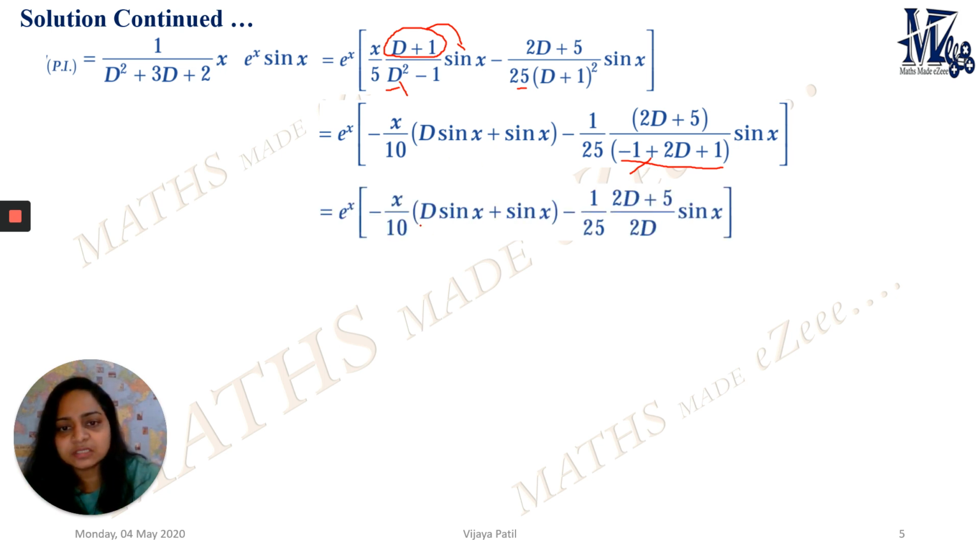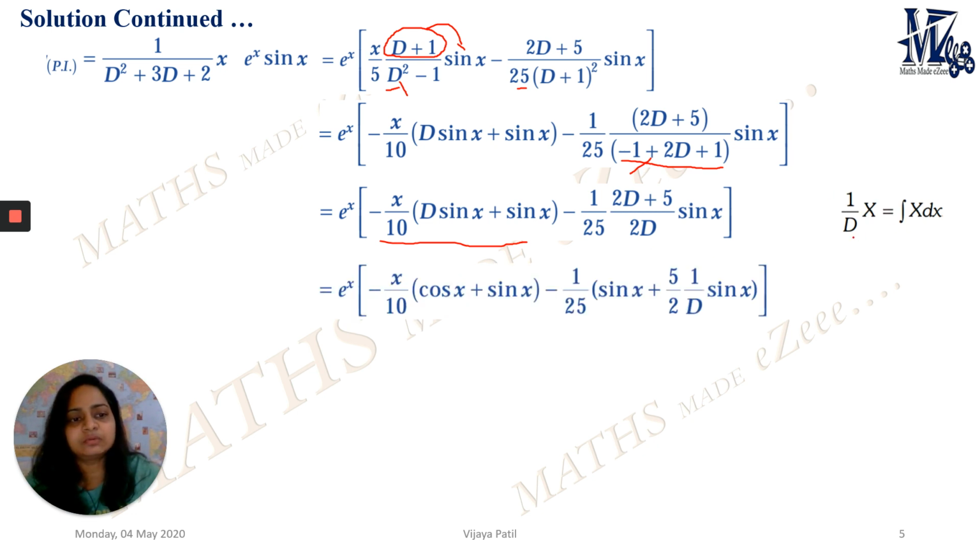So what will happen here? For a while I have kept this as it is. Let us work on this. So it's minus 1 plus 1, which is nothing but 2d. So it's 1 by 25, 2d plus 5 by 2d, sine of x. We will be applying it now, this 1 by d times sine of x and so on. Before that, this d of sine of x is nothing but cos, because the differentiation of sine is cos. Sine x is as it is, minus 1 by 25, 2d plus 5 upon 2d.